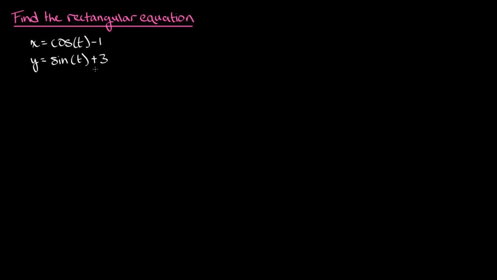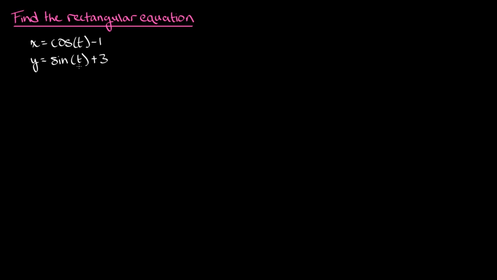Okay, we're back again. We have these parametric equations here, and what we want to do is take them and construct a rectangular equation from them. And we saw in the last video how we could go about doing that, and here's another example. So pause the video and try to find the rectangular equation here.